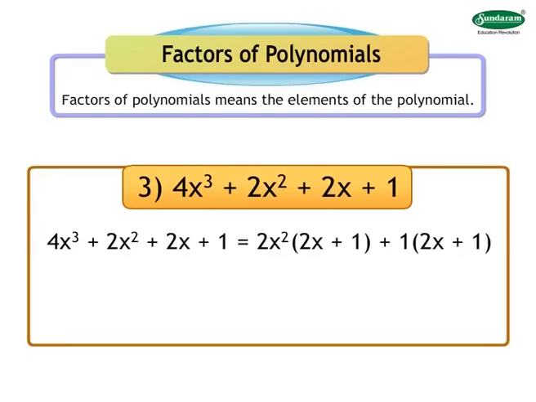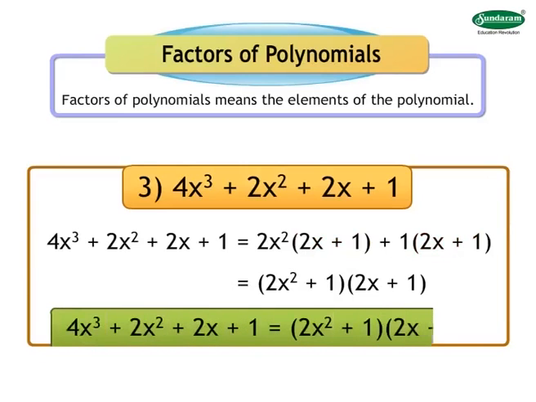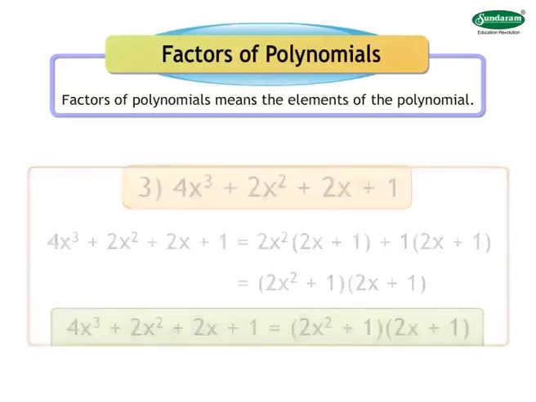As the uncommon factor 2x plus 1 appears twice, we shall write it only once along with the common factors, which means 2x square plus 1 into 2x plus 1. Hence, the factors of 4x cubed plus 2x square plus 2x plus 1 is equal to 2x square plus 1 and 2x plus 1.